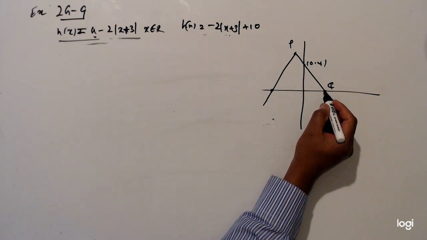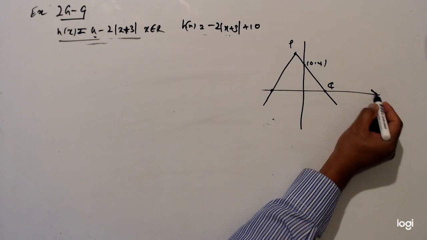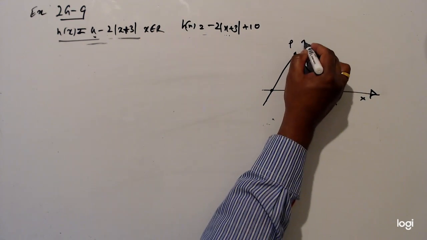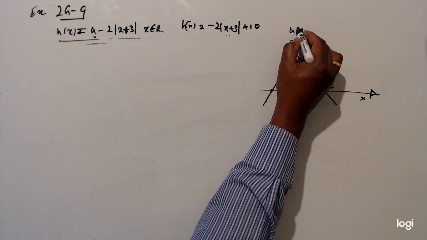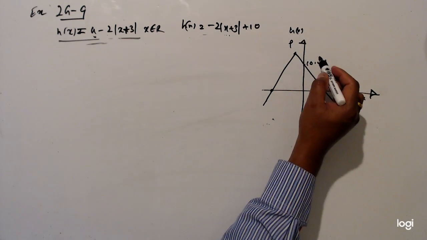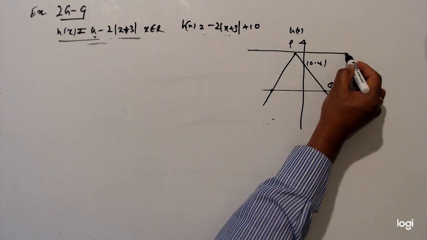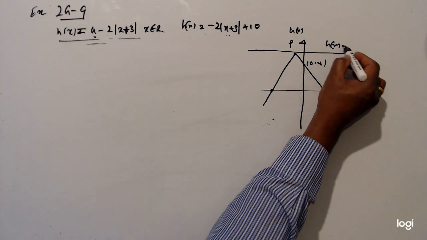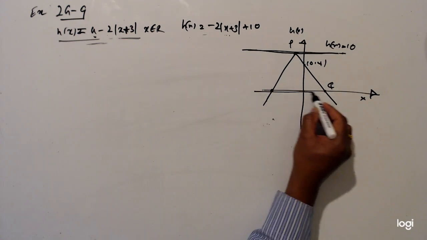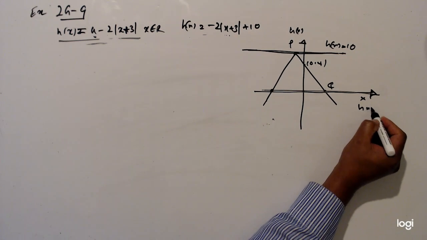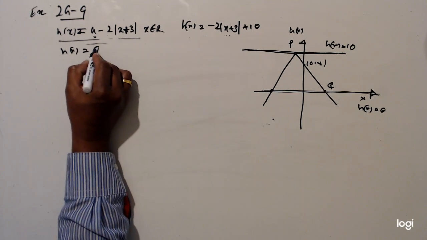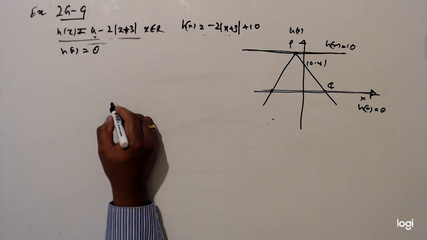Now we have to find the Q point. This axis is the x-axis, meaning this is h(x) equals 0 line. So we have to solve h(x) equals 0 and this one.